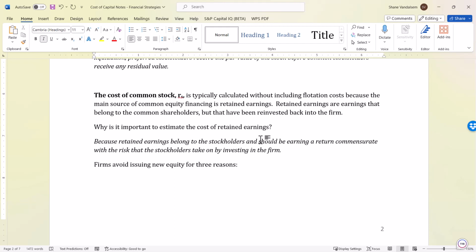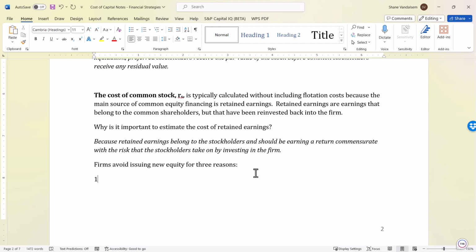So why is it important to estimate the cost of retained earnings? Because retained earnings belong to the stockholders and should be earning a return commensurate with the risk that the stockholders take on by investing in the firm. Firms avoid issuing new equity for three reasons. I mentioned that we don't include flotation cost. We do with preferred stock because in order to get additional funds from preferred stock, the company has to issue additional shares. But companies often won't issue new shares of common stock, and there's three reasons for this.